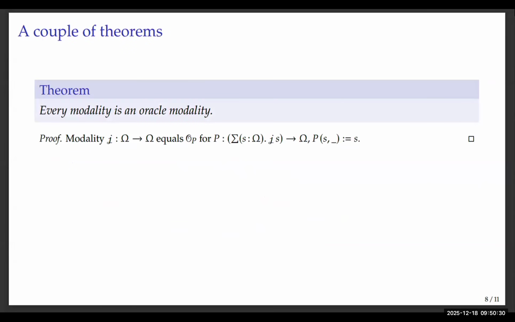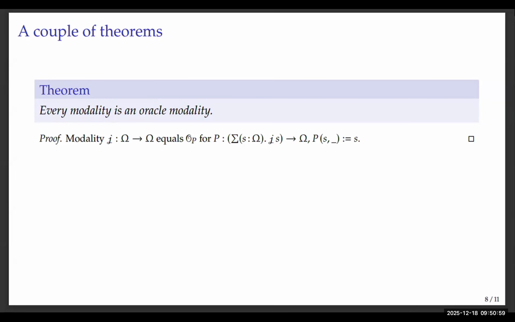Okay, so here are a couple of theorems. What can we do with these things? So first of all, let me observe that every modality is an oracle modality. So given a modality J, you can ask your oracle, so you set things up like this. You can ask the oracle to show you why a proposition which is J true is true, and you're going to get back the original J.